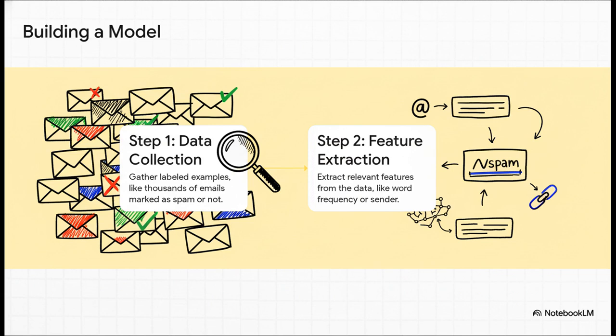Then comes feature extraction. This is the clever part, where the machine learns to identify the important clues. So for a spam email, the features might be the sender's address, the use of certain words like free, or how many links are in the email. The model just learns which features point to which labels.